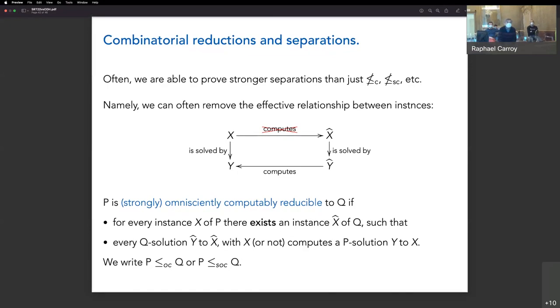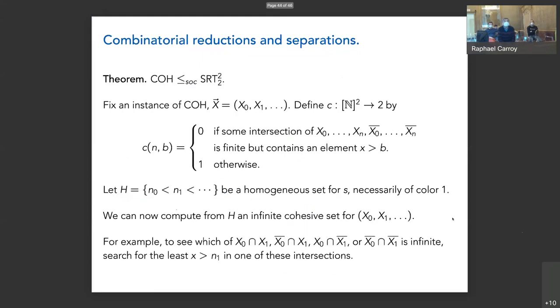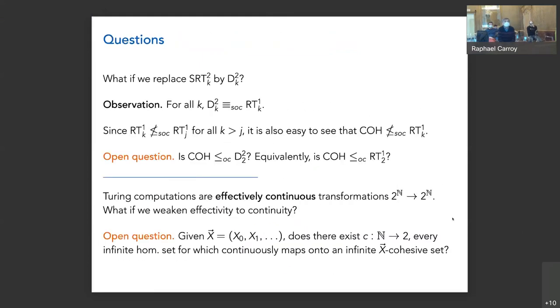Maybe I'll ask a question. Can you move forward maybe one or two slides? I don't remember exactly. Okay, so these results before, but actually this is omniscient, the previous slide, I guess.